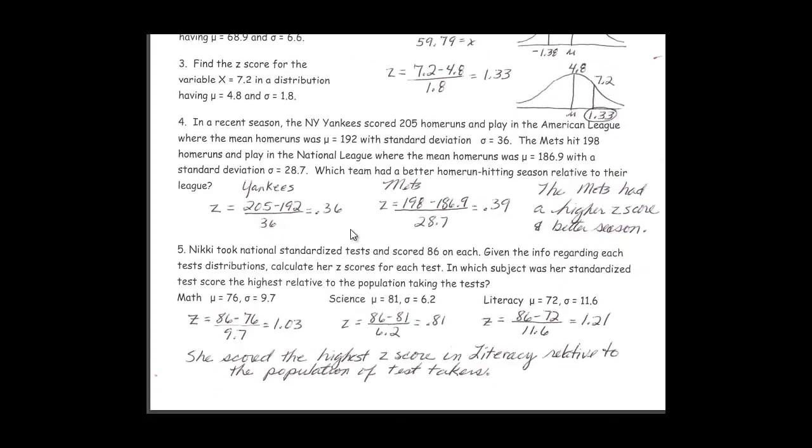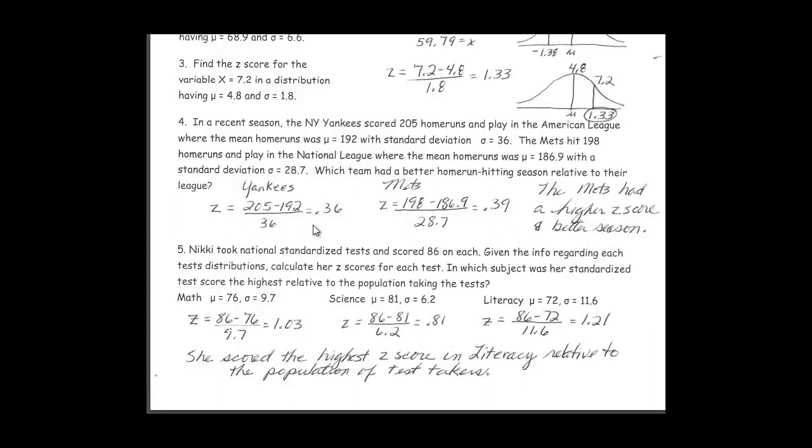Okay, for number four, in a recent season, the New York Yankees scored 205 home runs and play in the American League, where the mean home runs was mu equal to 192 with a standard deviation of sigma equal to 36. The Mets hit 198 home runs and play in the National League, where the mean home runs was 186.9 and a standard deviation of 28.7. They each play in a different league, so they each play with a different population. Our question is, which team had a better home run hitting season relative to their league?